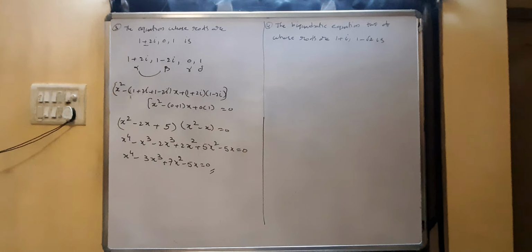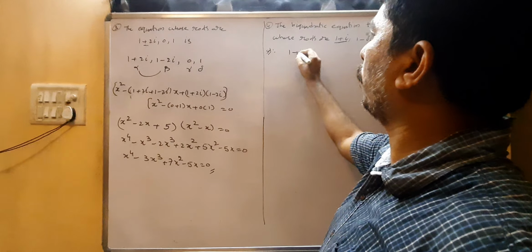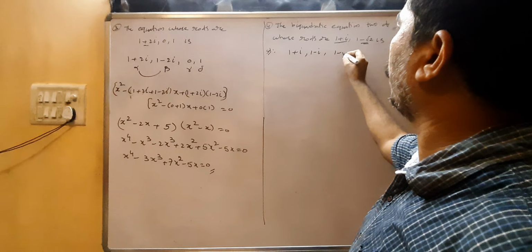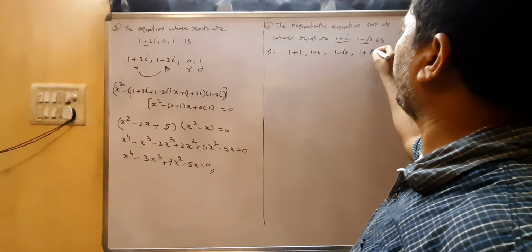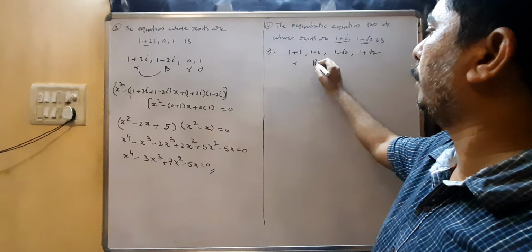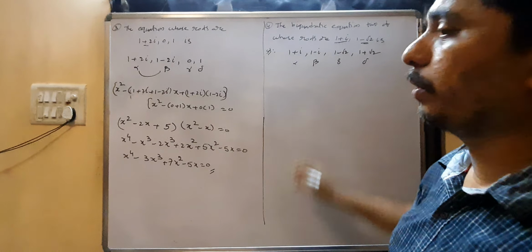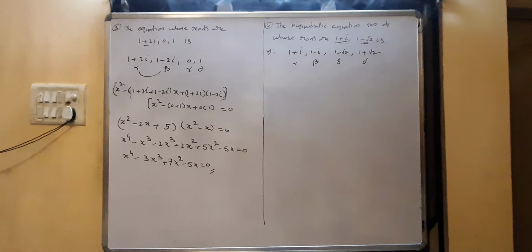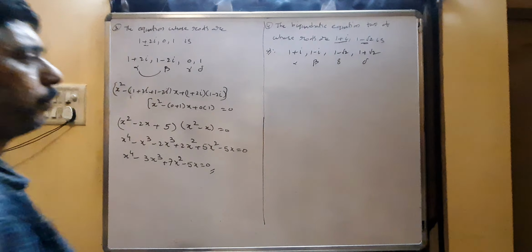They are given 1 plus i. See the fourth question. 1 plus i is one root, then the other root is 1 minus i. 1 minus root 2 is one root, then obviously the other root is 1 plus root 2. So you have to take these as alpha, beta, gamma, delta and apply the formula. The same formula you have to apply.